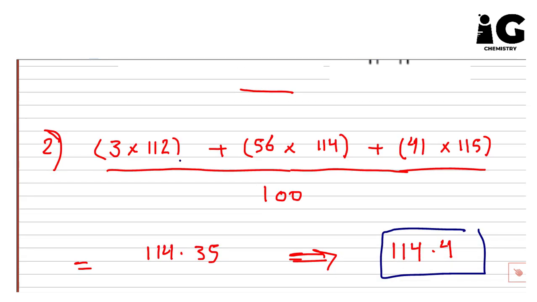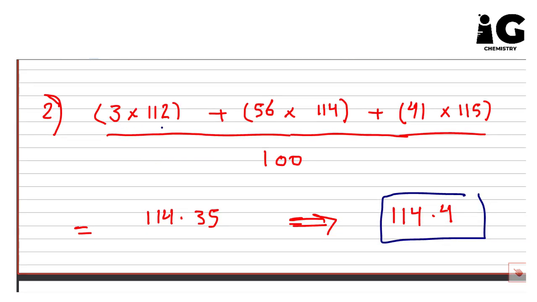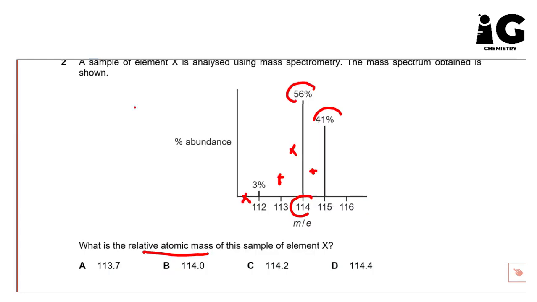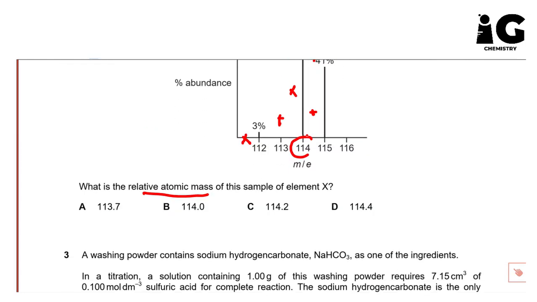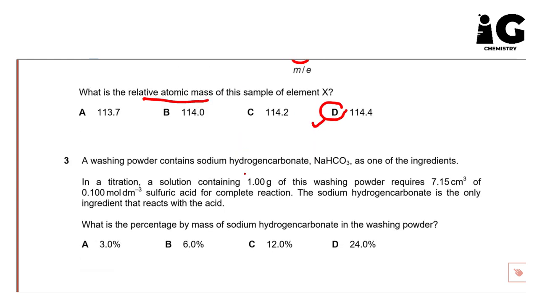So I think we can do this. It's very clear. 3 times 112 plus and so on. So divided by 100, and finally we have 115.35, and because we have only one decimal place, the 5 will be 4. So if you check, you will find this is 114.4. This is the last one. So guys, please take care of the relative atomic mass. It's a very important question usually in exams.